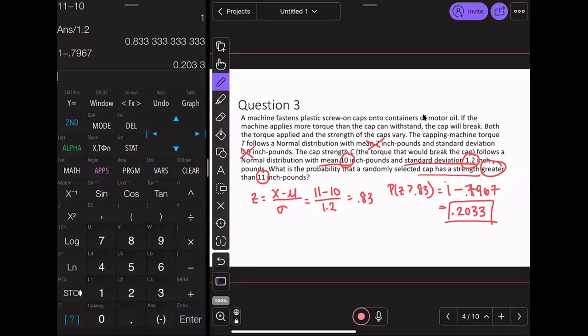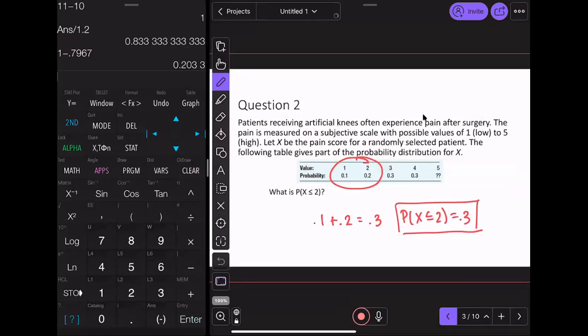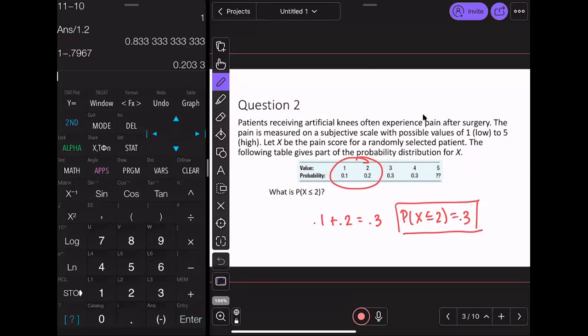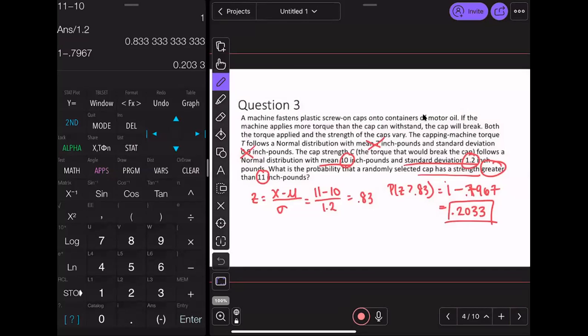So the couple problems that I went over are just about random variables. Question 1 was a discrete random variable. Same with question 2, discrete random variables. The third one was a continuous random variable, which is just a z-score problem. The Khan Academy assignments that I have posted have a mix of those. It has some discrete ones and it has one with normal distributions, which are just z-score problems.